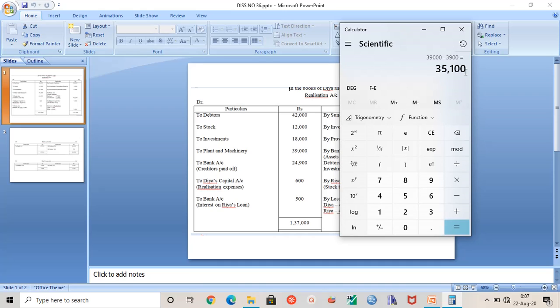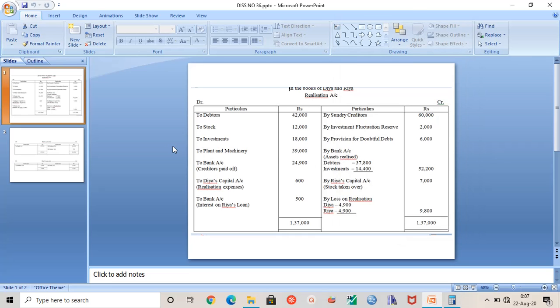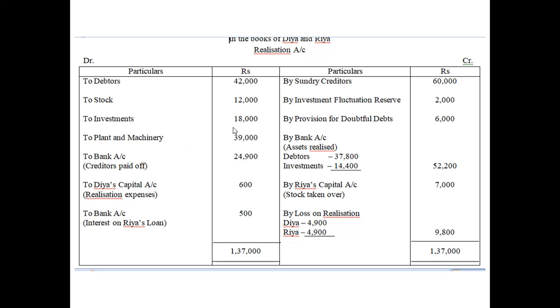Okay, as a part payment, and creditors are amounting to be 60,000. So plant and machinery is given for the part payment. Now the remaining amount is 24,900. This will be paid to creditors in cash. So this is how we do the calculation of that. So 24,900 is the amount.